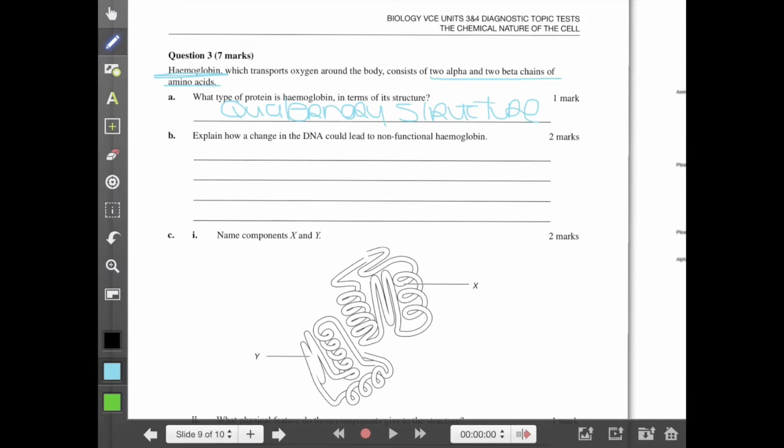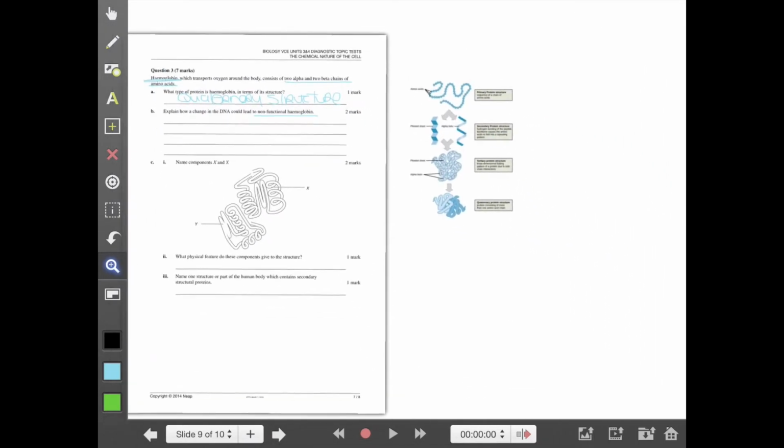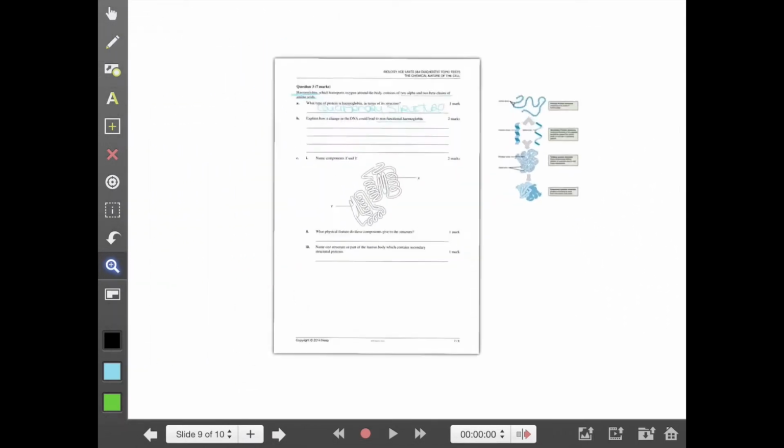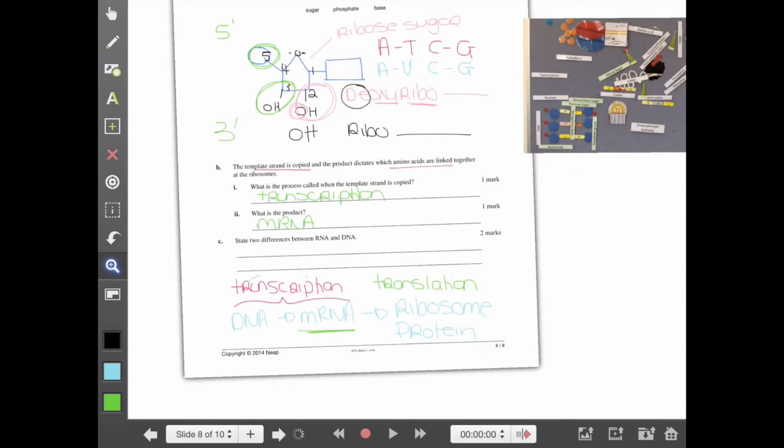Explain how a change in the DNA could lead to a dysfunctional hemoglobin. That just means, how will we go from DNA to the protein, which is hemoglobin, and how would there be any errors that occurred in there? I do have a diagram here that I want to go through. Oh, it's here.